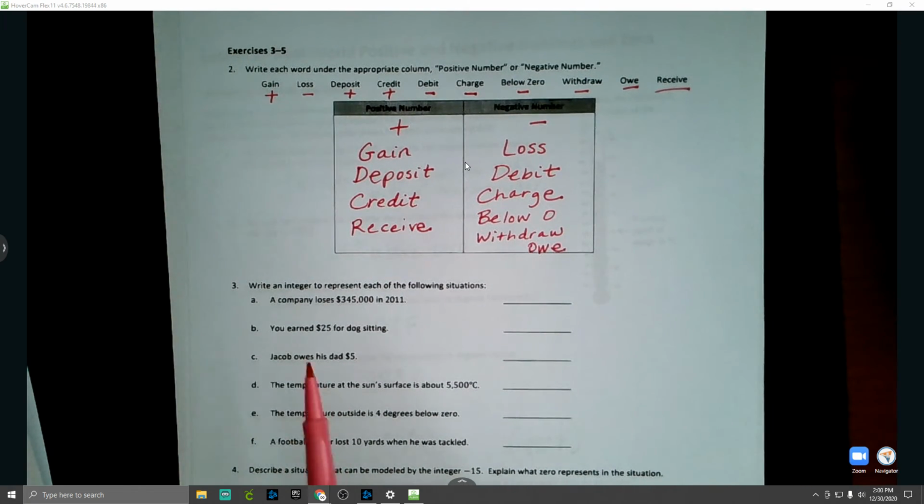So when you're looking at these real world situations, it says write an integer. Remember, that's going to be a whole number. It could be positive or negative to represent the following situations. A company loses $345,000. That's not a good thing.